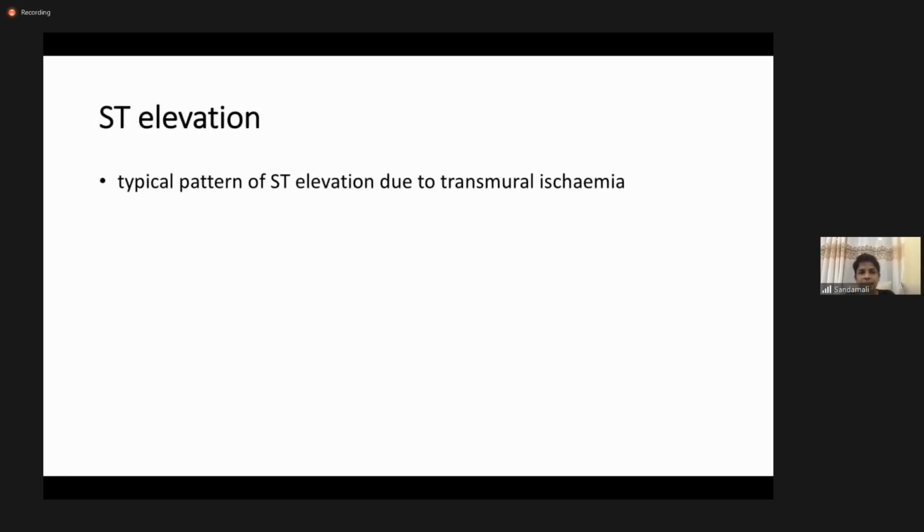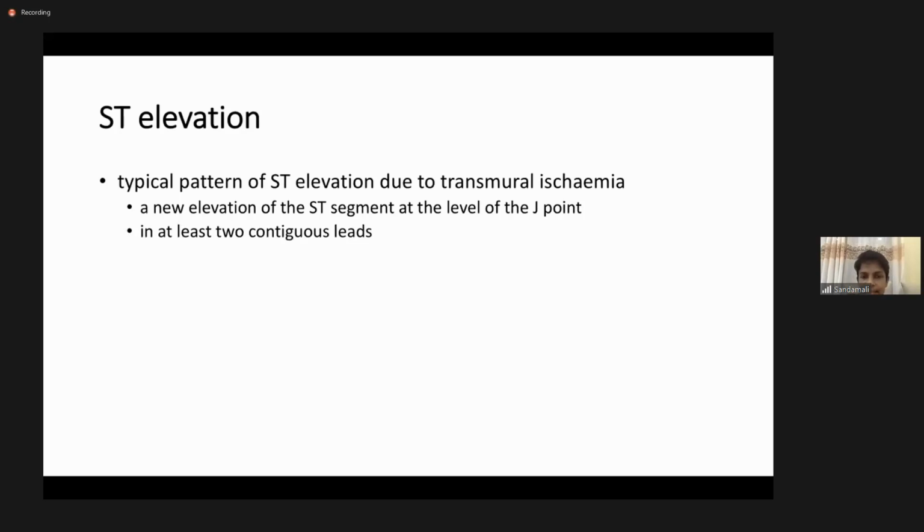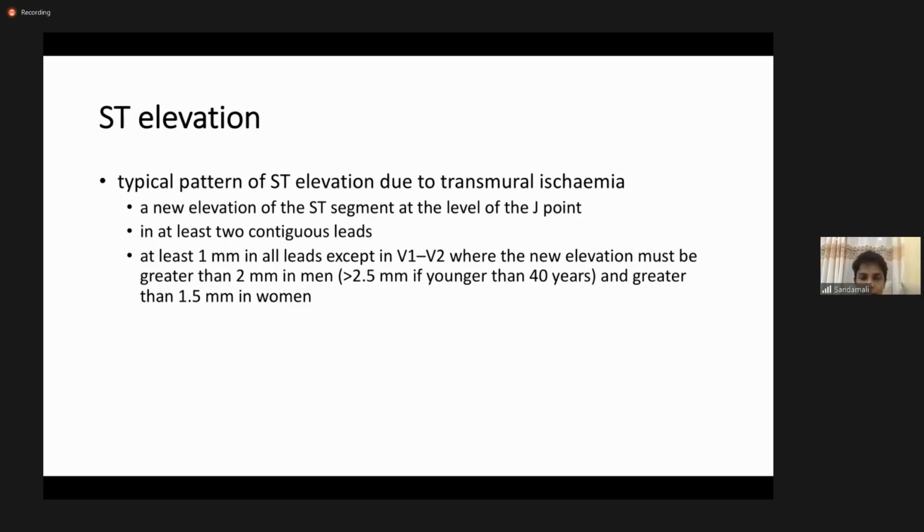So the typical pattern of ST elevation in STEMI is new ST elevation at the level of the J point in at least 2 contiguous leads, and it should be at least 1 millimeter in all the leads except V1, V2, where new ST elevation should be greater than 2 millimeters in men. If less than 40 years, it should be more than 2.5 millimeters, and greater than 1.5 millimeters in women. And usually ST elevations are convex upward type.